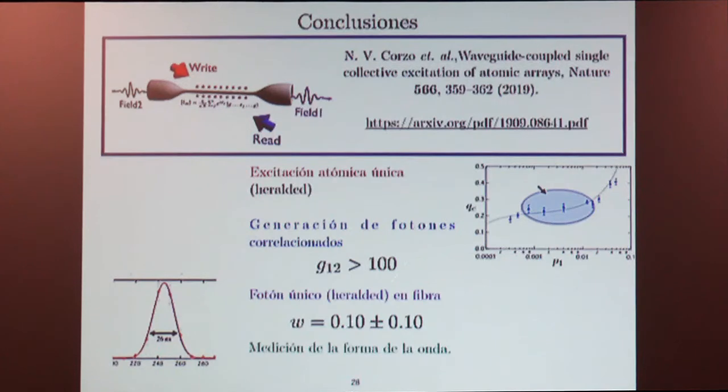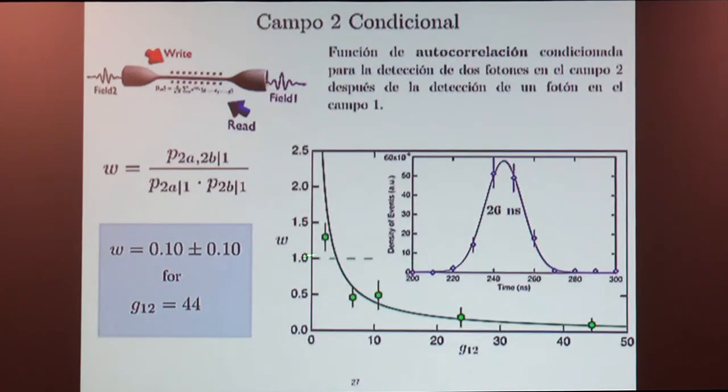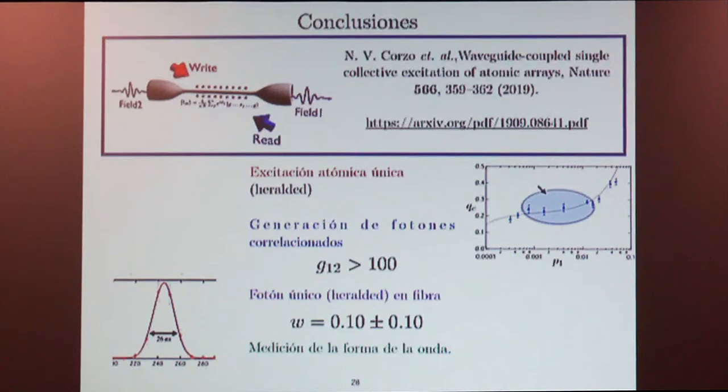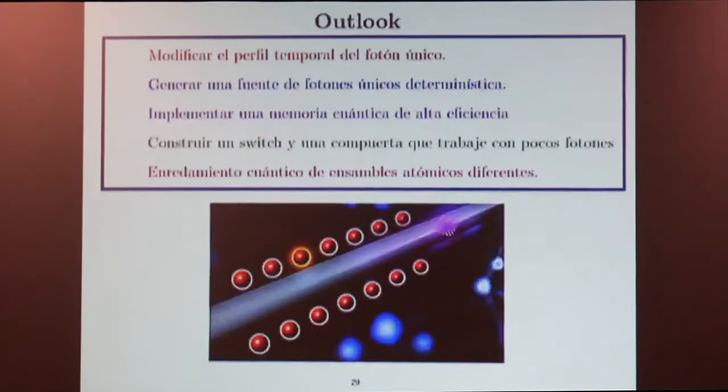So you can see more of the results here in arXiv or in the paper. So I have a heralded single excitation, only one excitation. I generate correlated photons, and I was able to measure this W parameter to be really low compared to the classical limit of a coherent state. And also I am able to measure the waveform of the photon.